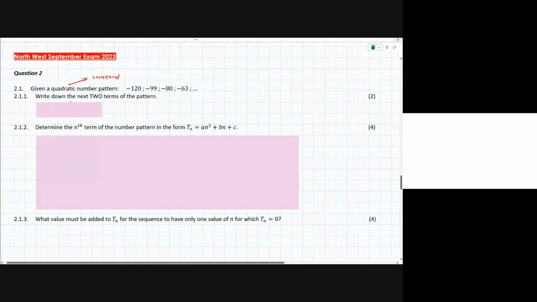That's not how you spell constant, is it? Constant.